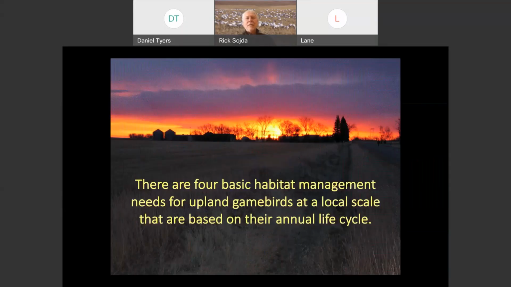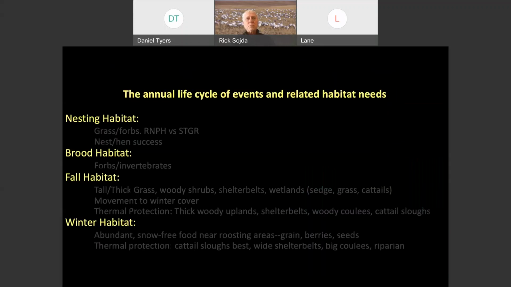And those 4 basic habitat management needs for game birds at a local scale are based on their annual life cycle of events. Pretty easy to think that there's 4 of them corresponding with the seasons. They got nesting habitat, brood habitat, fall habitat, and winter habitat. And we'll tear apart each one of those a little bit and look at them in more depth.